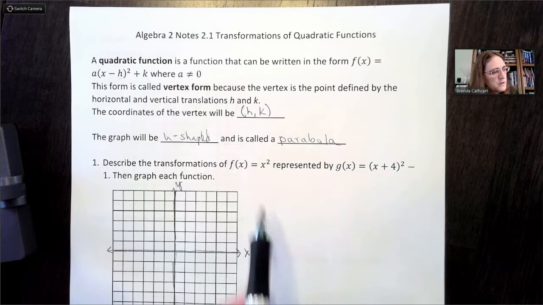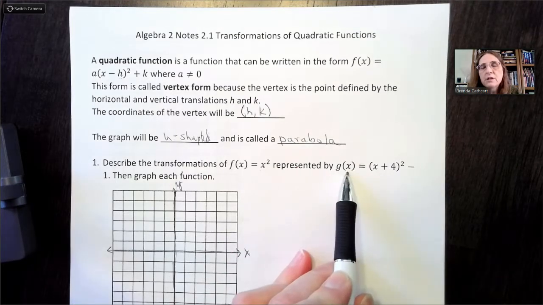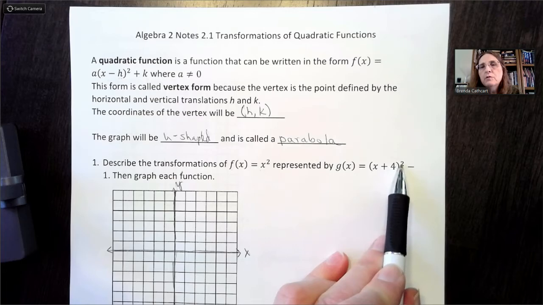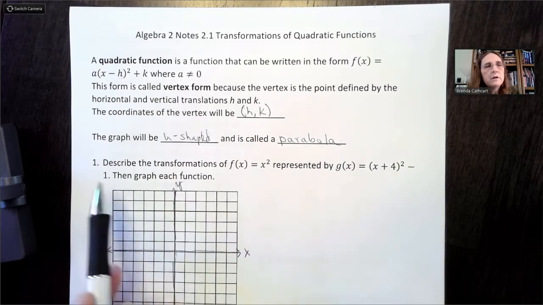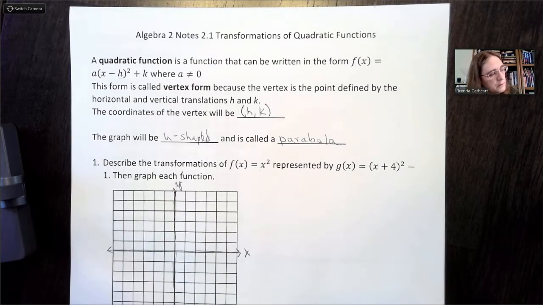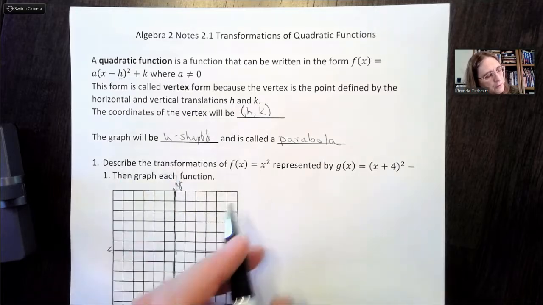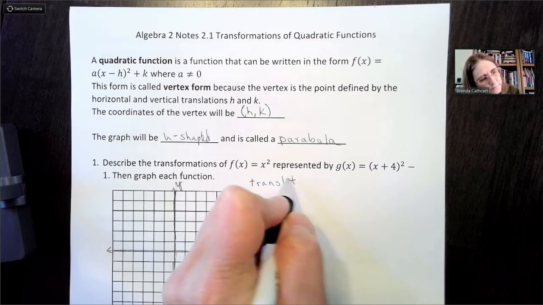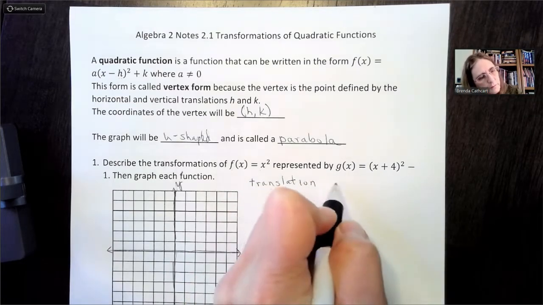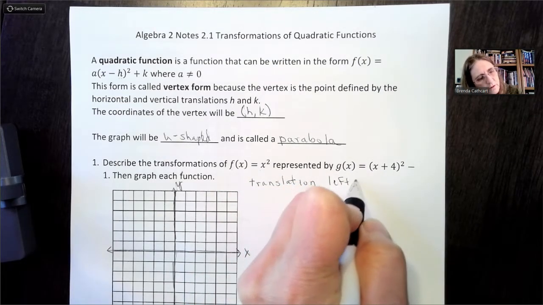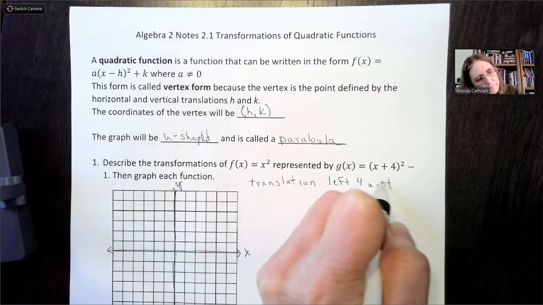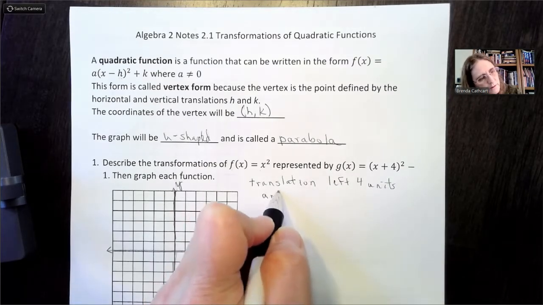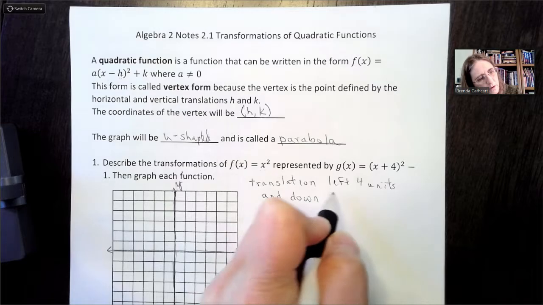So first off, as I go from f(x) to g(x), notice that I have moved to the left 4 and then down 1. So our description of our transformation is that it's a translation that moves to the left 4 units and down 1 unit.